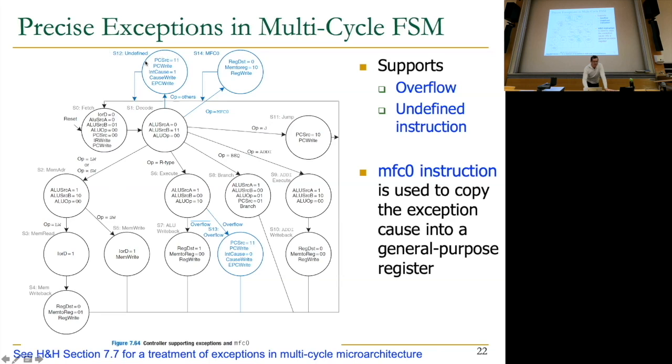The state 12 is called undefined. And the special state does something interesting. Basically, it sets the PC write signal. It sets the interrupt cause to 1, meaning it's an undefined instruction exception. It sets the cause write to 1 and EPC write to 1.